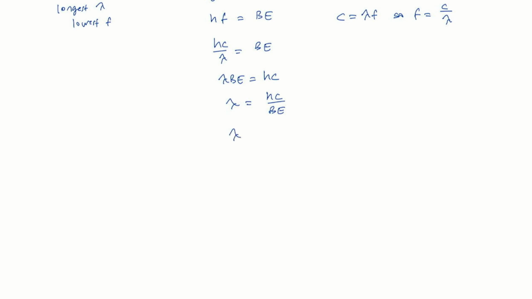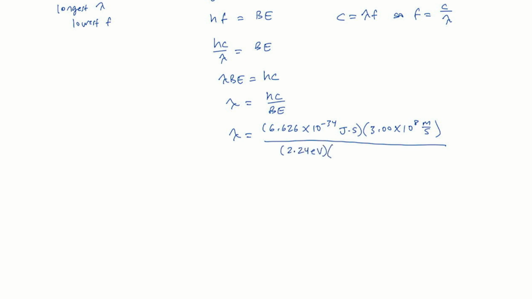So we can make these substitutions. H is Planck's constant, 6.626 times 10 to the minus 34 joules times seconds. C is the speed of light, 3.00 times 10 to the 8 meters per second. We are dividing by the binding energy of 2.24 electron volts. Note, we have joules in the numerator, so we need to convert this, and we can use 1.60 times 10 to the minus 19 joules per electron volt.